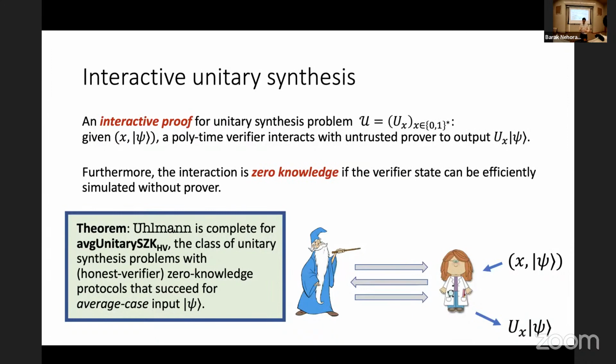Okay, so now we're starting to put together pieces of this unitary complexity landscape, and we have some basic classes like unitary BQP, unitary PSPACE. The Uhlmann transformation problem is somewhere in between, and it's complete for some notion of zero knowledge. So that's pretty interesting. All right, but now let's start relating it to other interesting quantum tasks.